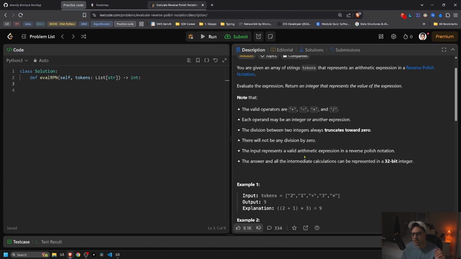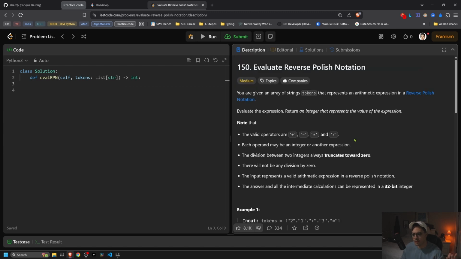And then the input represents a valid arithmetic expression in reverse Polish notation, okay? So we don't have to decompose the string and verify order. The order is provided by the problem itself, okay? That's another edge case. These are things that make the problem a little clearer and easier to navigate. Then the answer and all the intermediate calculations can be represented in a 32-bit integer. That's another good thing. We're not going to have overflow or underflow of numbers here, so that's another thing we don't have to check.